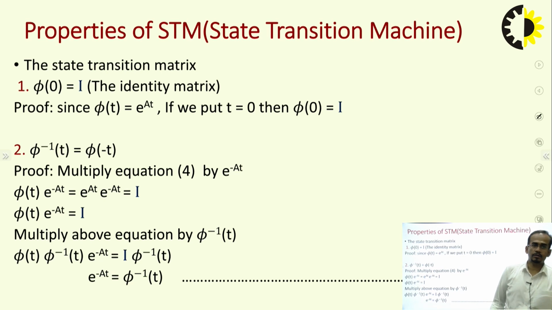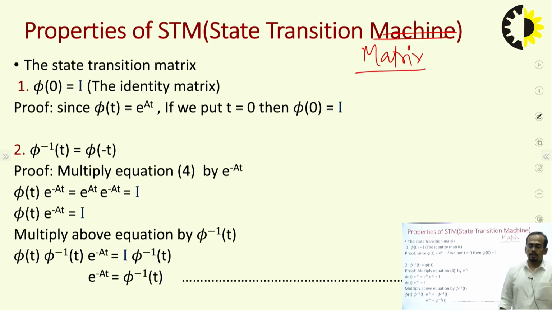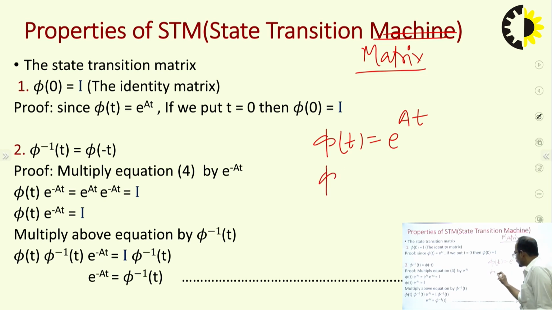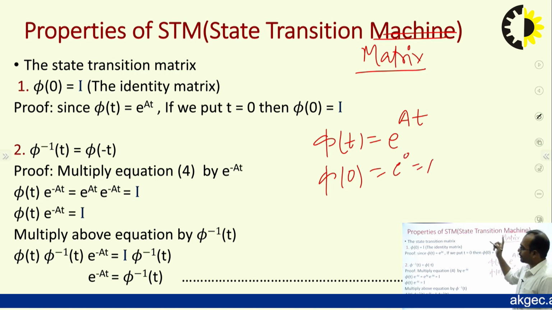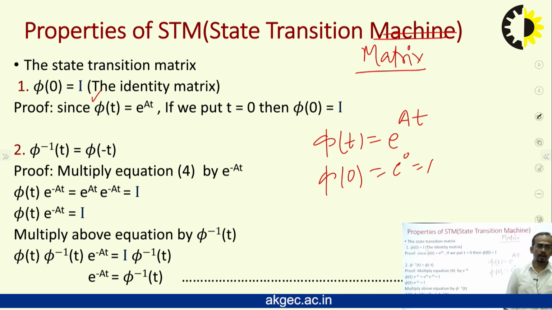Now, coming to the properties of this state transition matrix. First property is phi 0 is equal to I, because we know that phi t is equal to e raised to At. So, if I want to know phi 0, what will I get? e raised to 0 is equal to 1, because we want to represent this in a matrix form. So, I can write here phi 0 is equal to I.